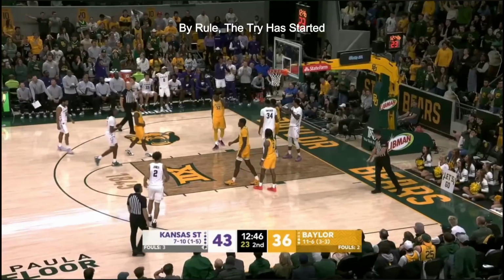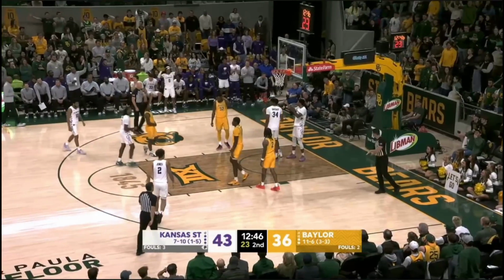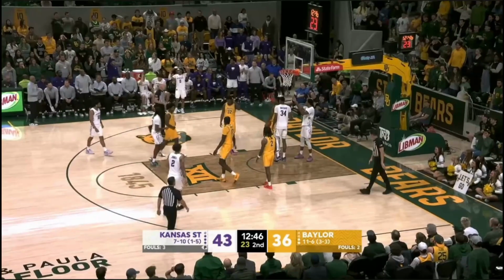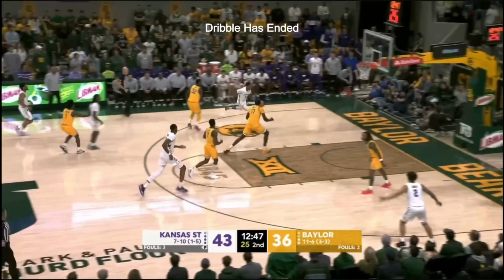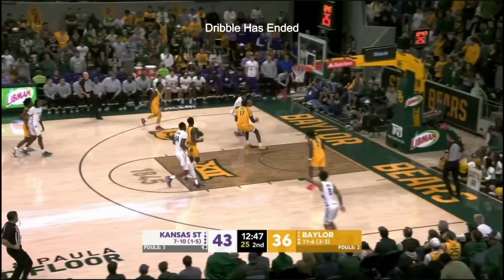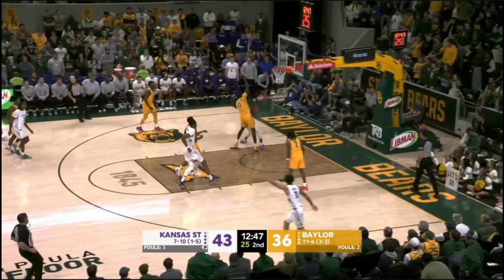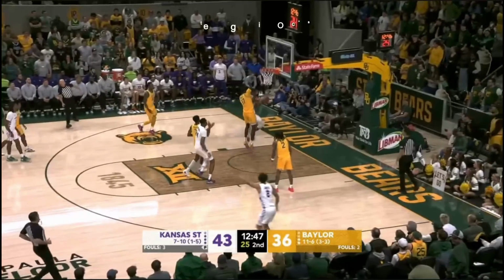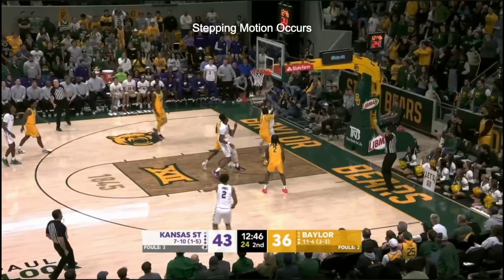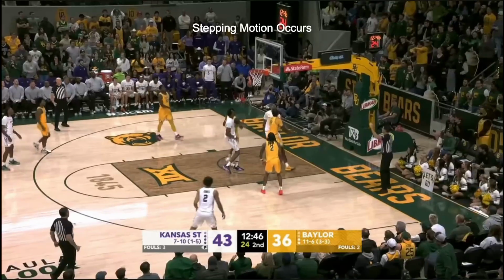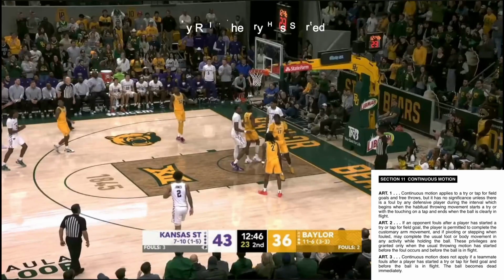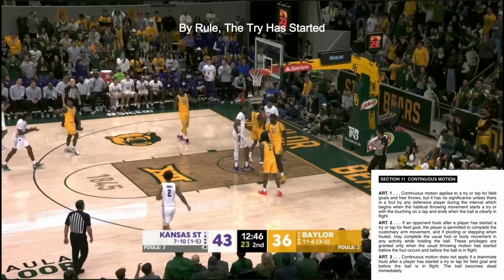Let's take a look at this play again. We have a dribble. The dribble has now ended. Here's the first step, a second step. The player goes airborne as though he's attempting the layup and is fouled by the defender. Is this a try? Yes. Does continuous motion apply in this case?